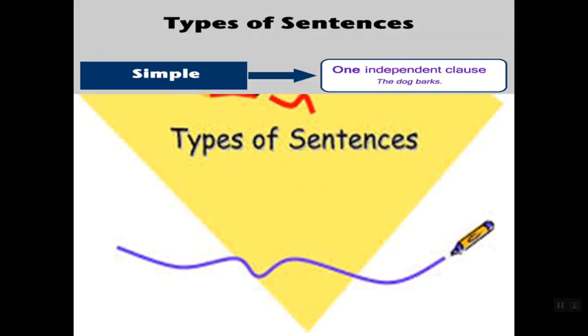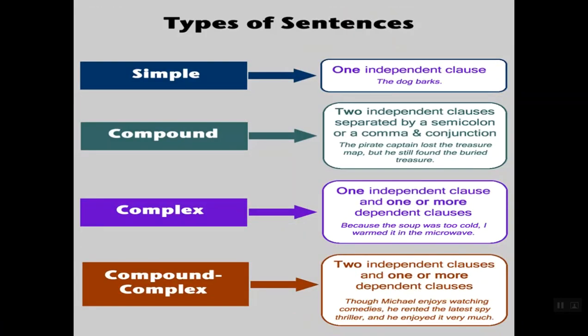Let's start with the overview. Actually, we have four types of sentences. The first one is simple, the second one is compound, and we have complex and compound complex. These are the four types. Okay, let's have an idea about each type before going through details.